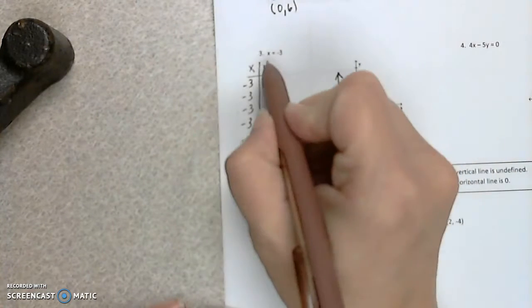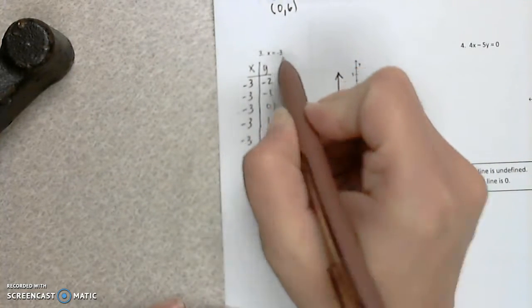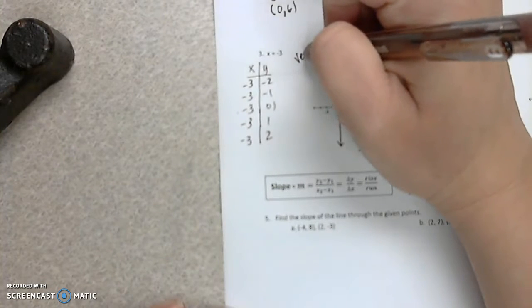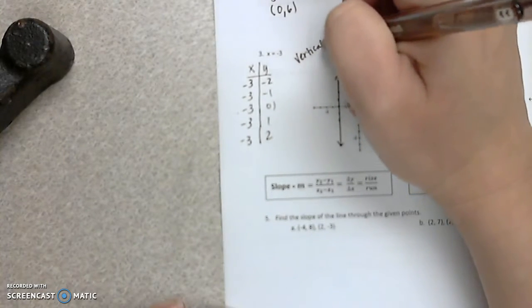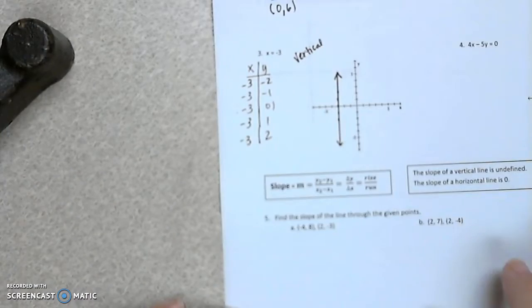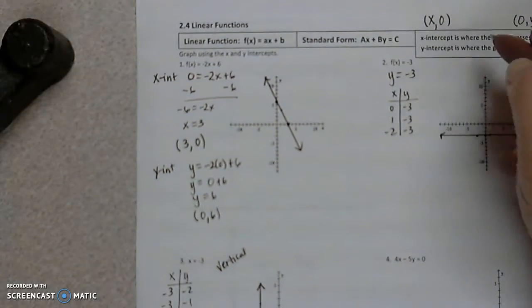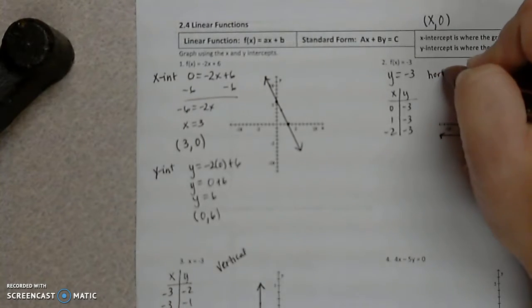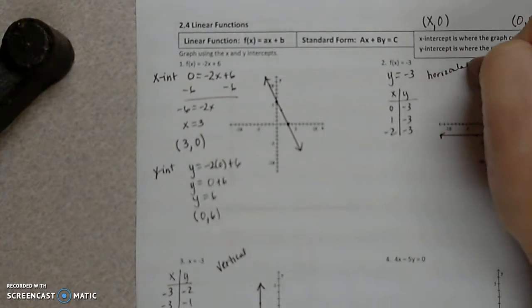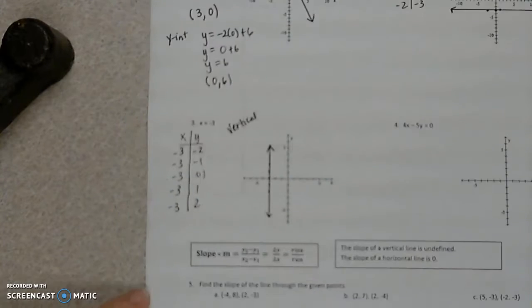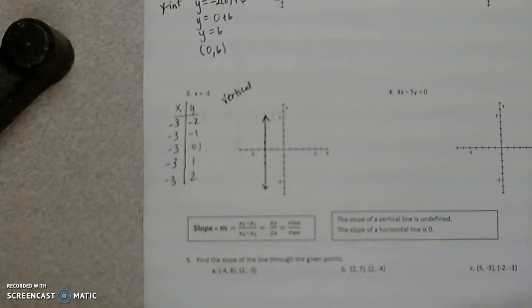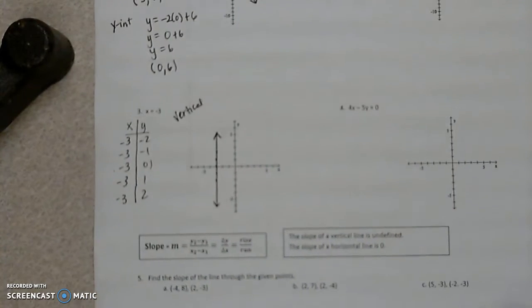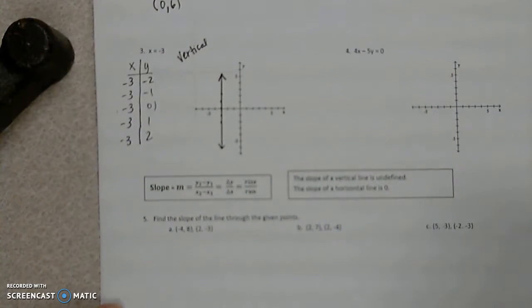So anytime I see x equals a number, I know that this is going to be a vertical line where x is that value. Let's come back up here and say when y is equal to some number, this is horizontal. They're just constants. Okay, so now let's look at number 4.